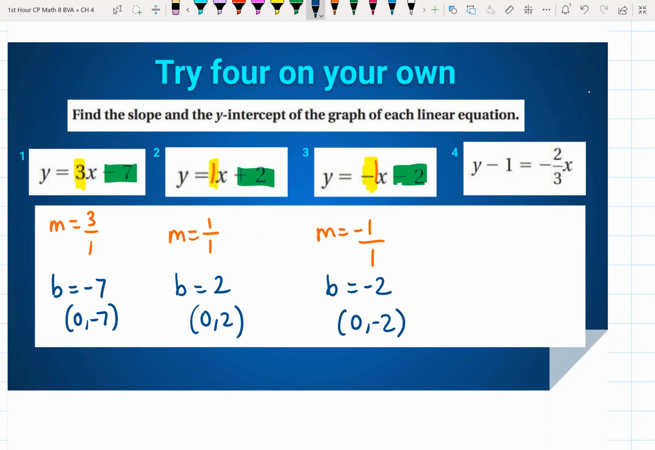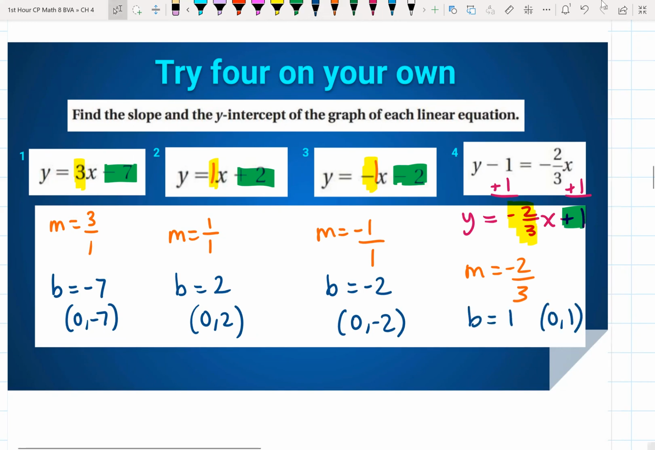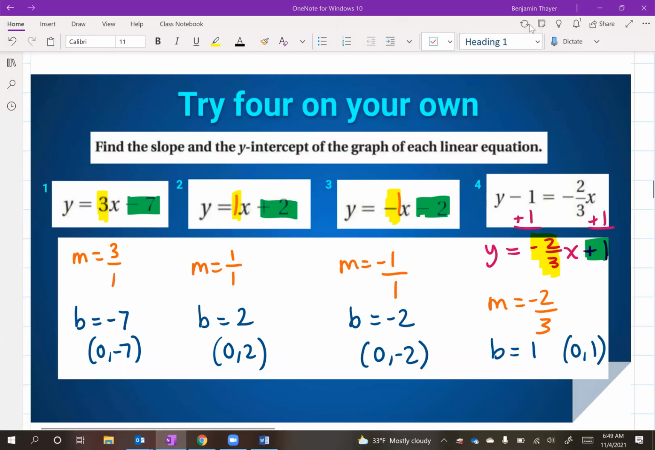Now in the fourth one, it's not in slope-intercept form. So you have to get rid of this -1 on both sides. Now you're in slope-intercept form, and you can identify the slope, which is the number that's next to x, and that is -2/3. And then the y-intercept is the number that follows, that +1. So b equals 1, or you can write it as (0, 1) right there. So hopefully you did okay on those 4. Let's move on to our next example.